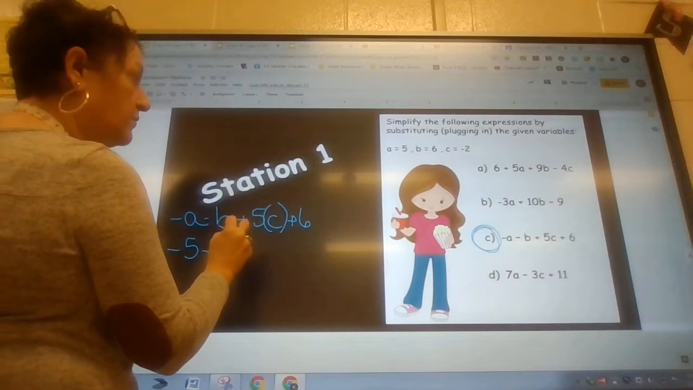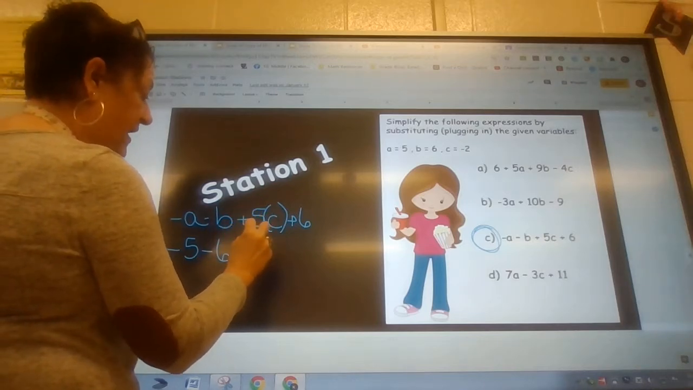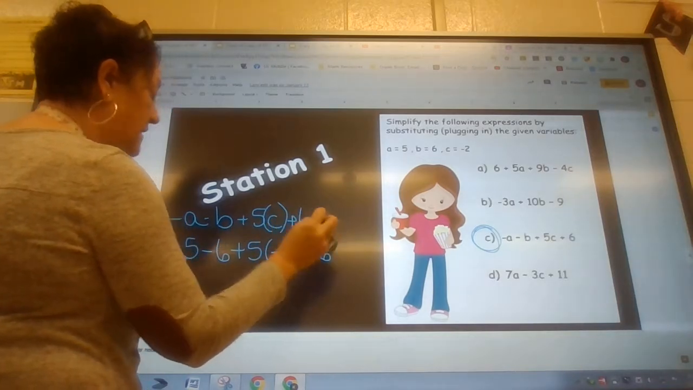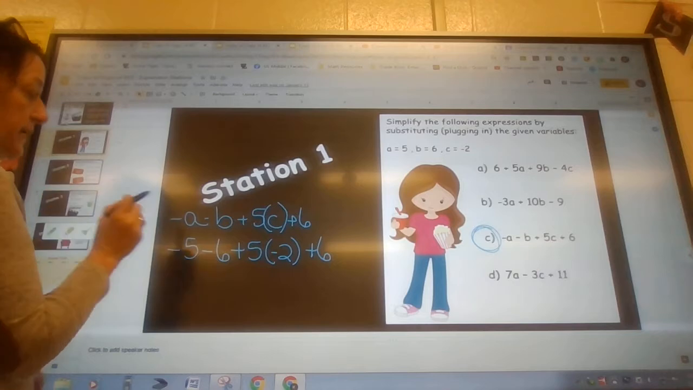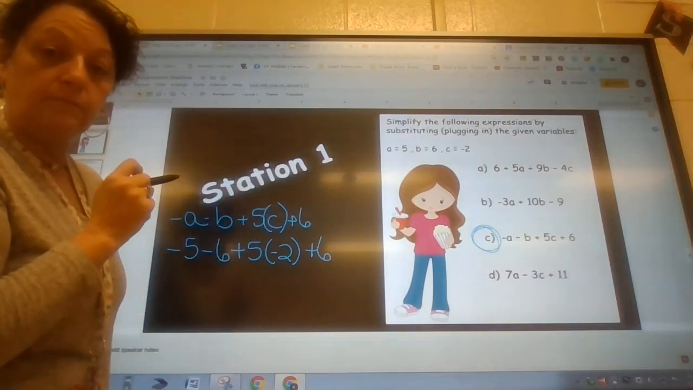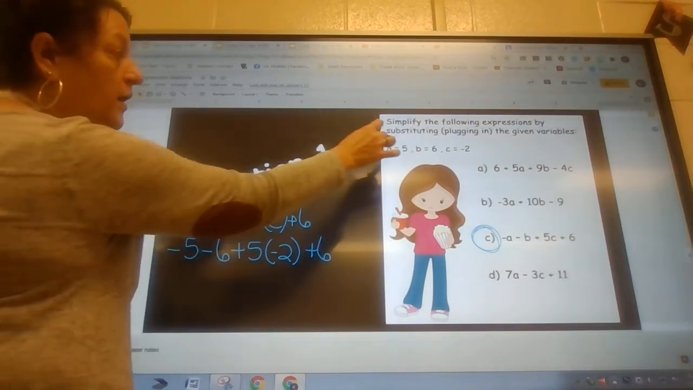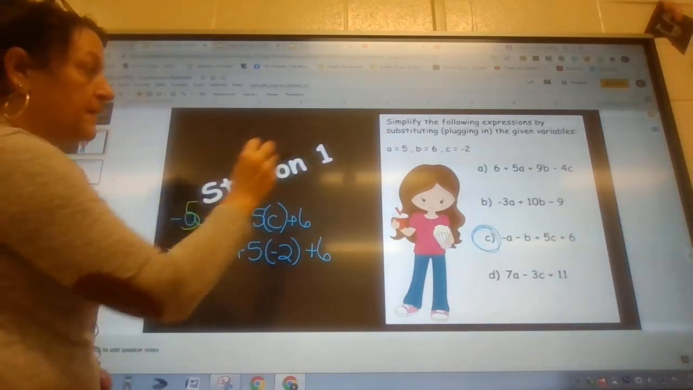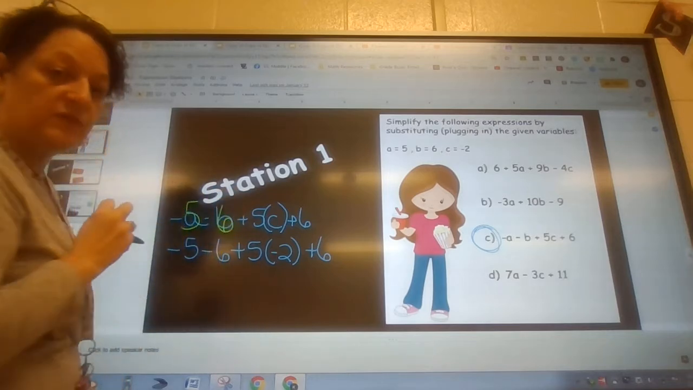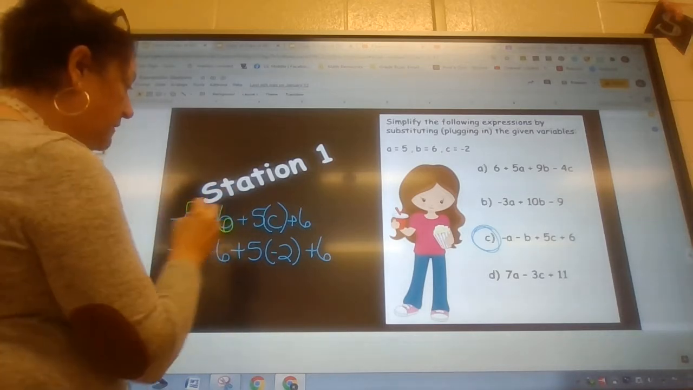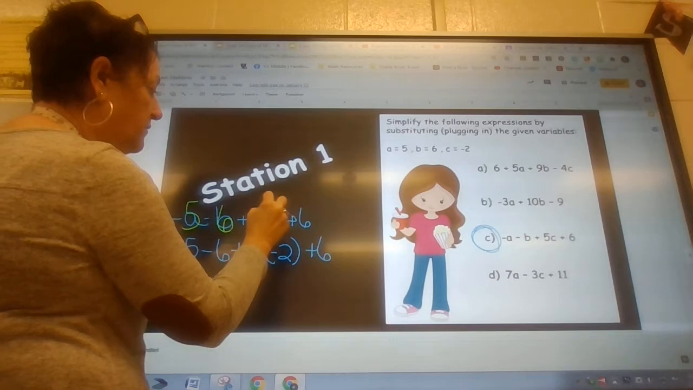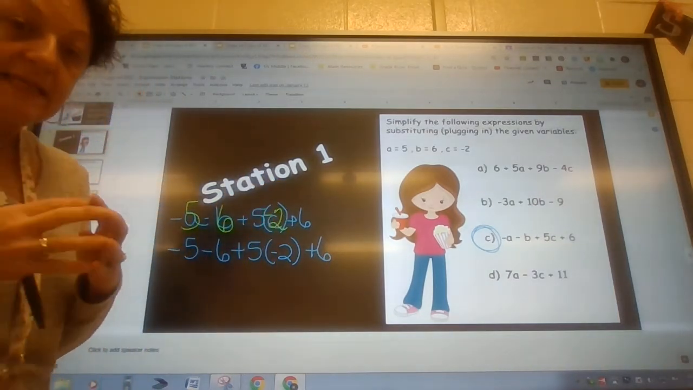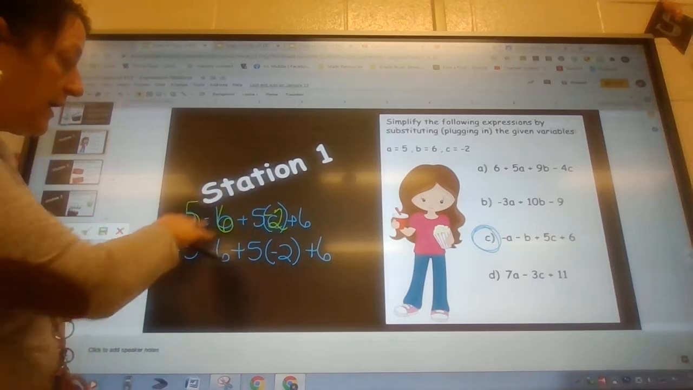C is 2. Negative 2 plus 5 times a negative 2 plus 6. Now, one thing that I was showing, if you are not sure, come right here. A is 5. I'm going to put me a 5 right there on top of that. B is 6. I'm going to put me a 6 right there on top of that. C is -2. I'm going to put me a -2 right there on top of that. And then I'll write it.